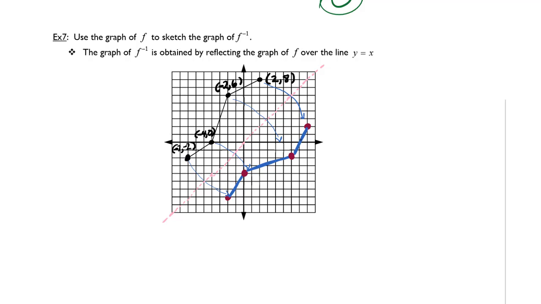Another cool thing you can do with this is take a piece of paper, fold it into 4 equal pieces, and then fold it about this line y equals x. And then any function that you originally drew, you can then translate or flip about that line.